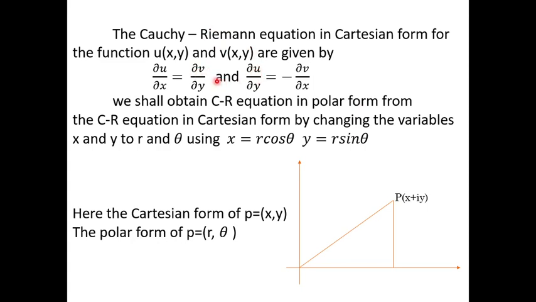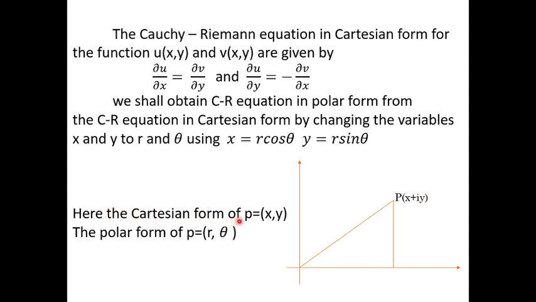How to obtain the CR equation in polar form by using this Cartesian form? By changing the variable x to r cos theta and y to r sin theta. See, this is the Argand diagram. In the xy plane, let P be any point. Here, P of z. What is z? Z is x plus iy. X and y represent the Cartesian form.